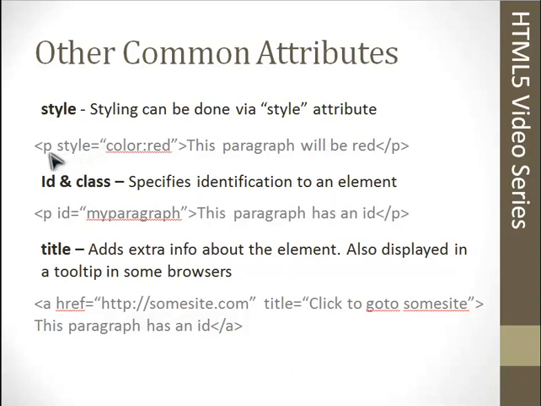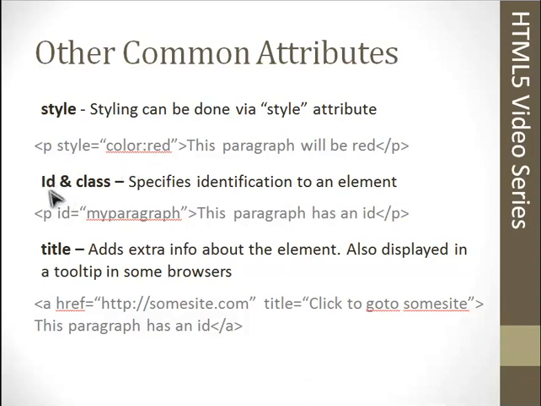We have a P tag, which is a paragraph tag, wrapped around the text. This paragraph will be red. And we have the style attribute, which is the name, and then we have the value, which is color red. Now this is a style selector, color. There's many different kinds. There's background color, there's width, height. We'll get into that in a later section.